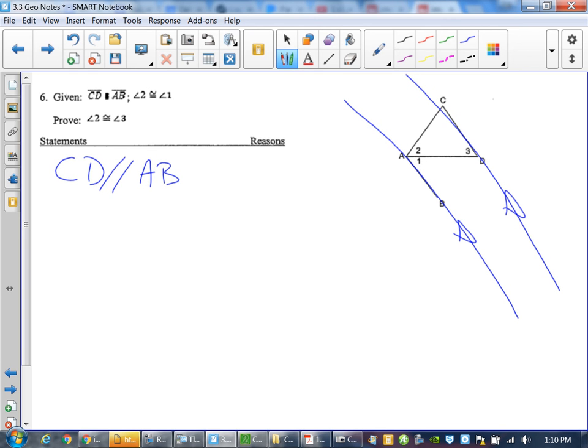Okay? And angle 1, or excuse me, angle 2, is compared to angle 1. Well, 2 and 3 have no relationship to each other at all, as of right now, because 2 is not even on the transversal that's going between lines CD and AB. But if you look at segment AB, that is a transversal.